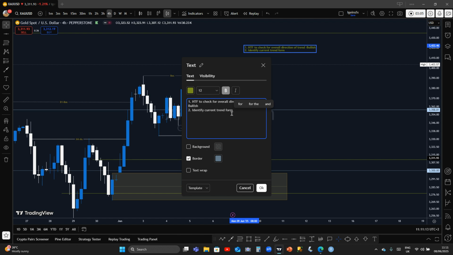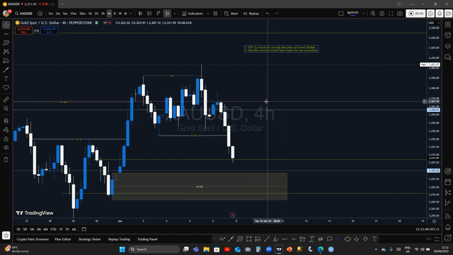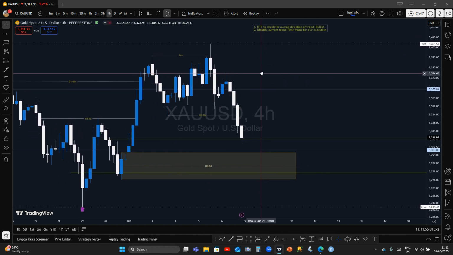from the time frame for our execution. You have to check for the current trend of the time frame for our execution, where we take our trade. That's what I meant by that.